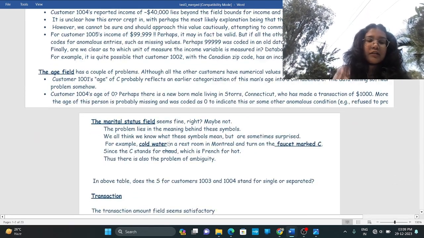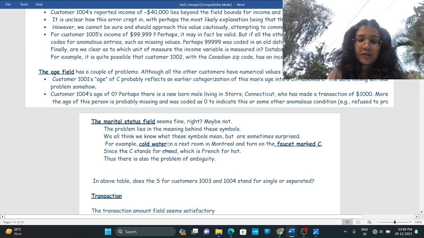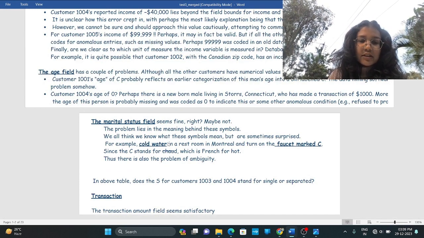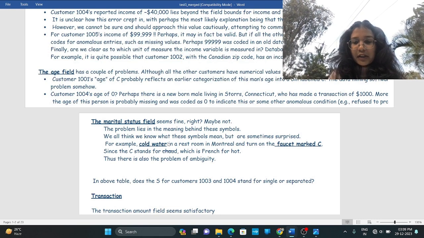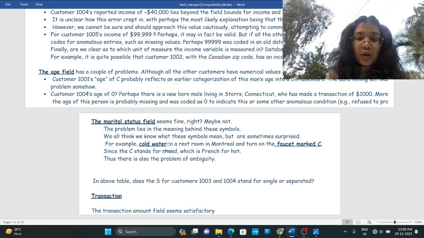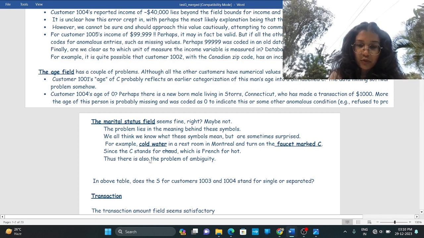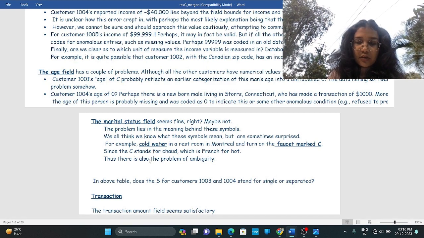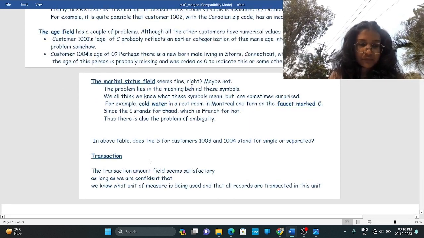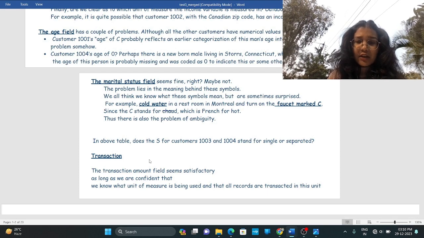The marital status field seems fine, right? Maybe not. The problem lies in the meaning behind this symbol. We all think we know what this symbol means, but are sometimes surprised. For example, cold water in a rest room in Montreal turned on the faucet marked C, since the C stands for chaud, which is French for hot. Thus, there is also the problem of ambiguity. In marital status, does the S for customer 1003 and 1004 stand for single or separated?